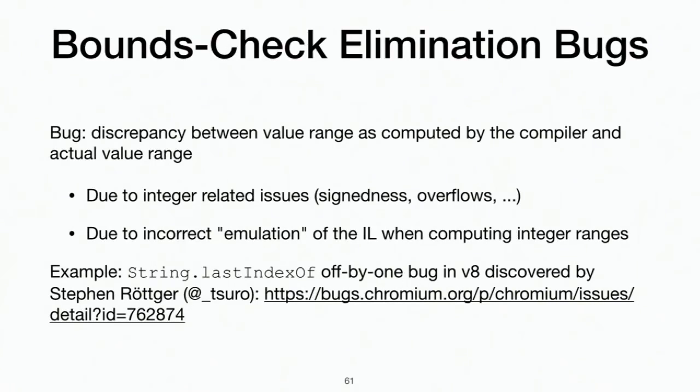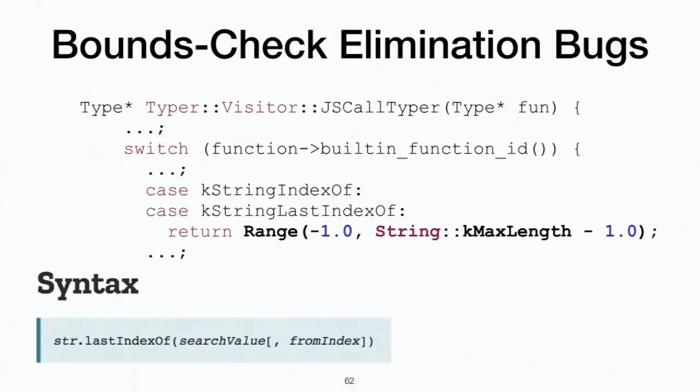The other source of bugs is essentially incorrect emulation of this compiler intermediate language. So remember the previous slide where I had this bitwise AND? The compiler essentially had to emulate this bitwise AND to figure out that the result would always be between 0 and 4095. Now bitwise AND is simple, that's quite easy to emulate, but there's a few others that might be a bit more tricky. And that's a really cool bug I like from a good friend of mine, Stefan, found in V8, and that's what we'll look at now.